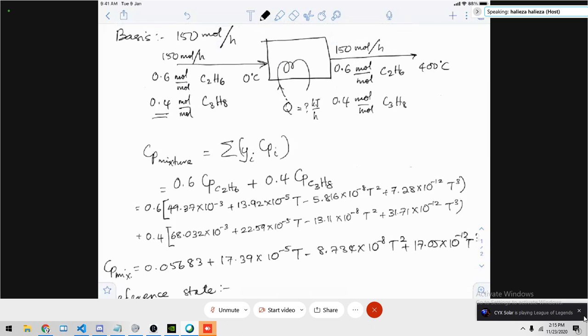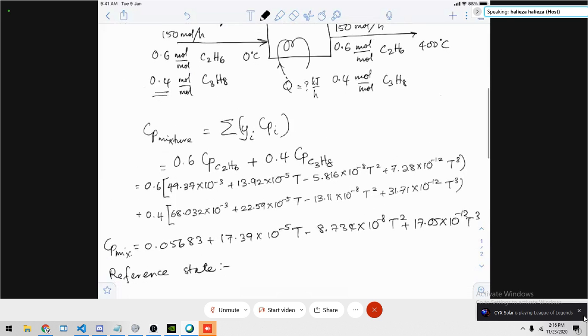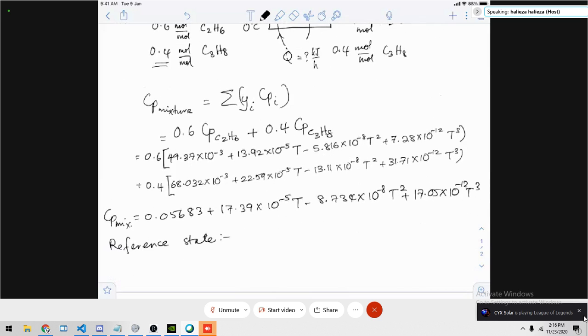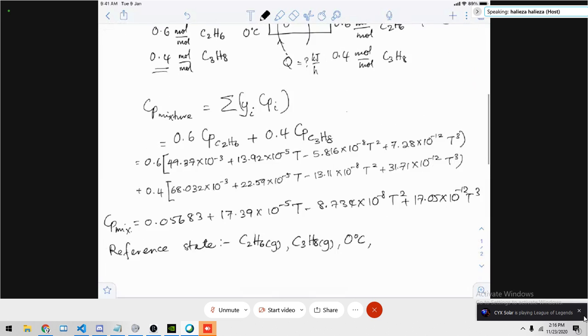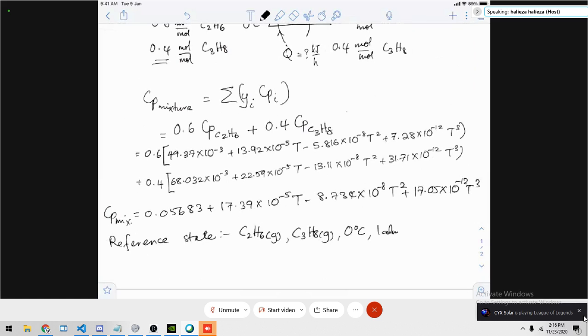Okay. So let's choose, for example, because the inlet is at a lower temperature, let's choose that as our reference state. So we need to specify the component. So there's two components here. You have ethane, the phase gas, and then you have propane, and both of them are gases. Write down the phase, the temperature 0 degrees C, and the pressure. Since there is no mention at all about the pressure, we're going to assume it's going to be at 180 M. Yeah, so that's your reference state.